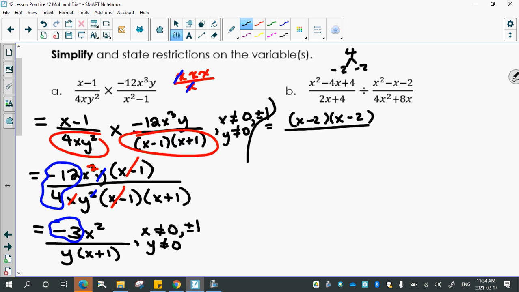Now I look at the denominator of the first one. Should it be factored? Top of the factoring pyramid says common factor. Is there one? 2. Good. So then divide each term by 2 and you're going to get x plus 2. Divided by.